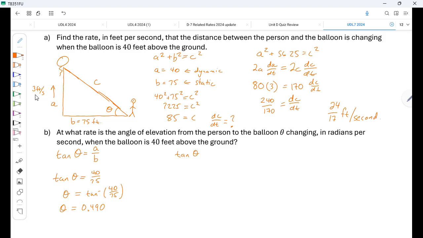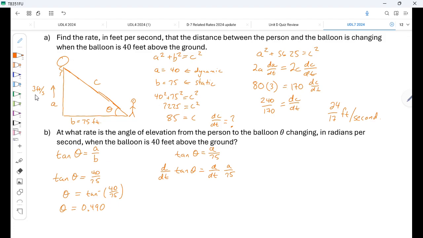Tangent of theta equals A over B, and B is static, so we'll say A over 75. So let's take the derivative with respect to t of both sides: d/dt of tangent theta equals d/dt of A over 75. Usually I don't write that step out, but I think it's kind of good to see what we're doing. So on the left, we have to take the derivative of tangent theta.